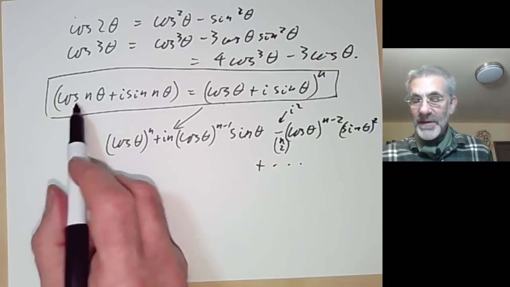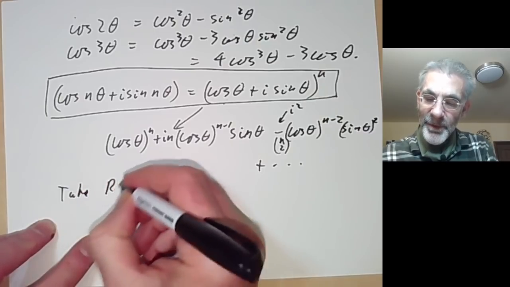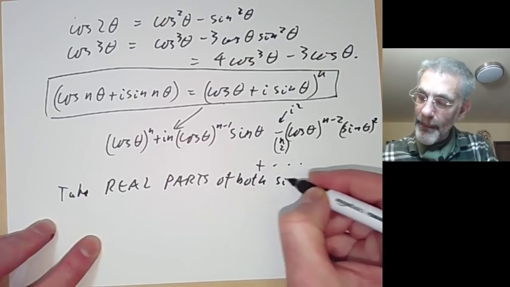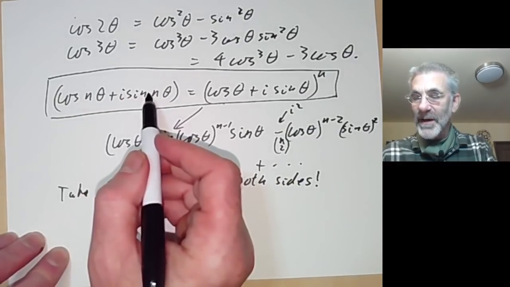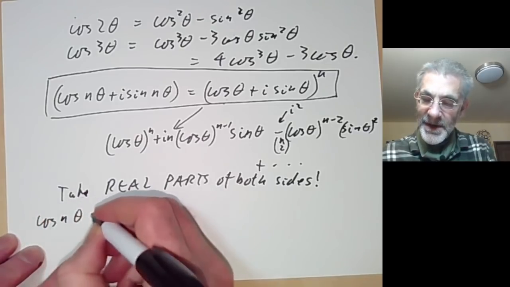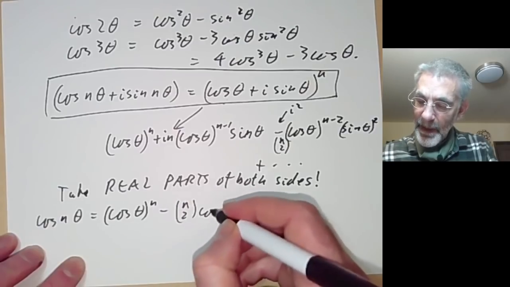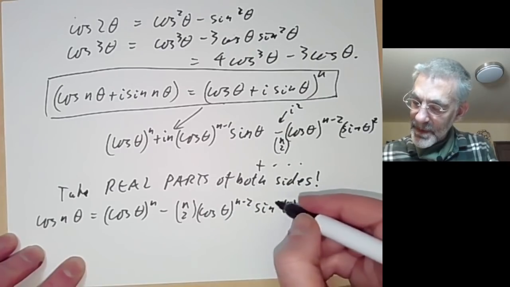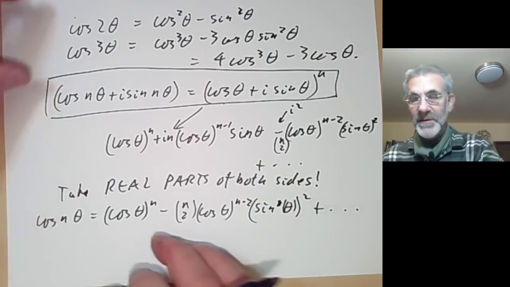Well, how do we extract a formula for cosine n theta from this? Well, we can just take real parts of both sides. So this is a complex number which is a real number plus i times a real number. So the real part will just be the real part of this. So we find cosine of n theta is equal to cosine theta to the n minus n choose 2 cosine theta to the n minus 2 sine squared theta, plus various other terms which I'm feeling much too lazy to write out.